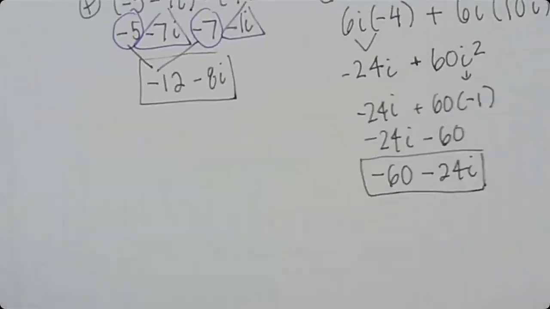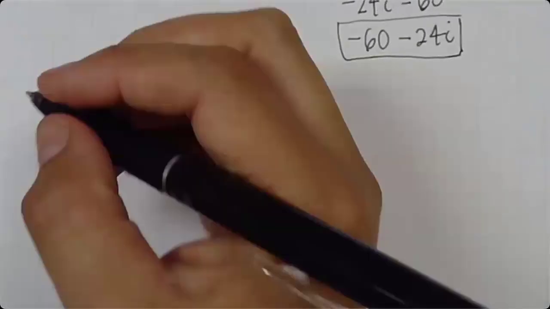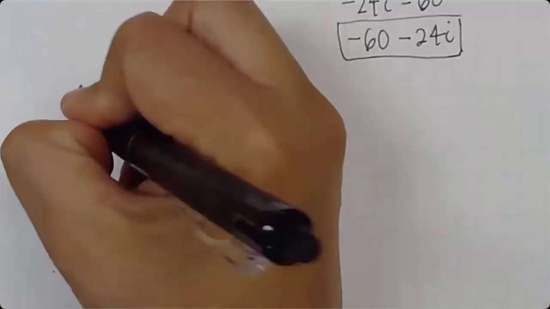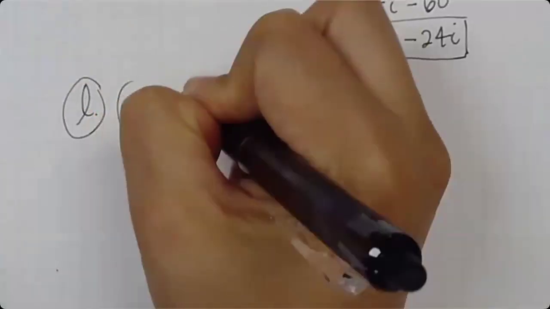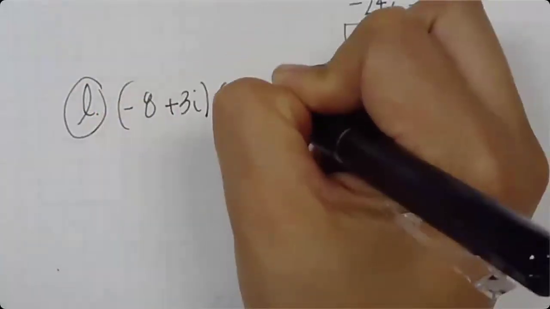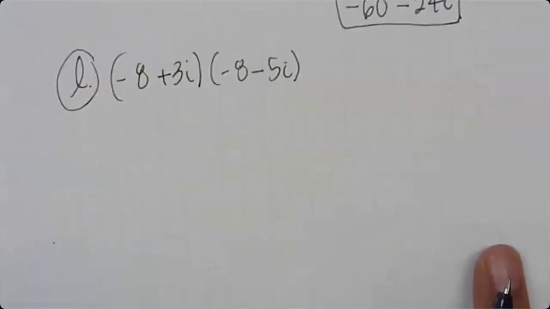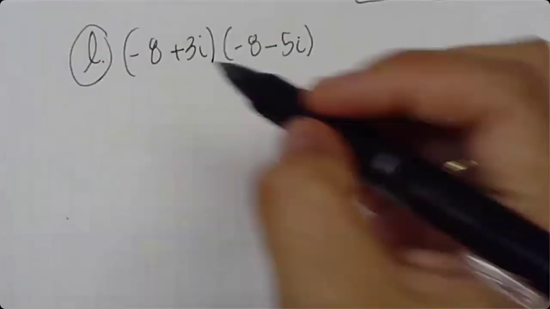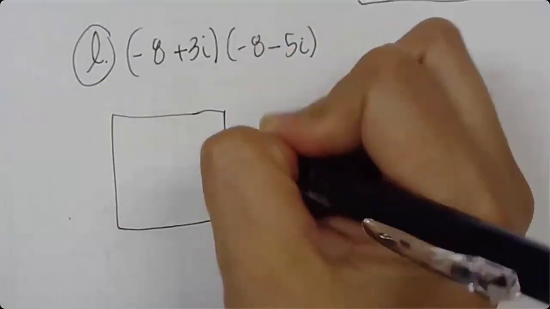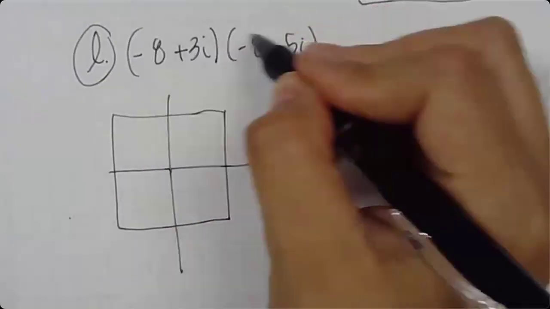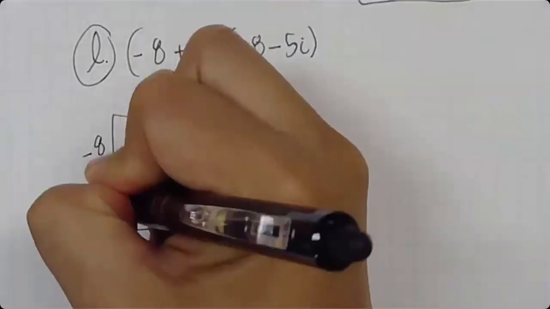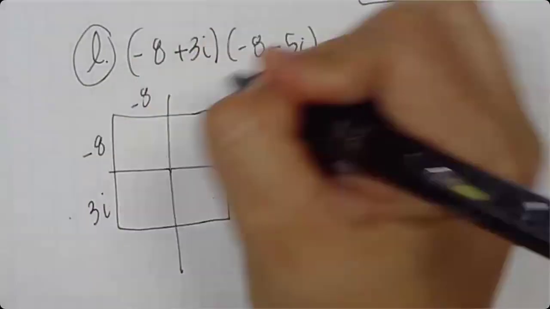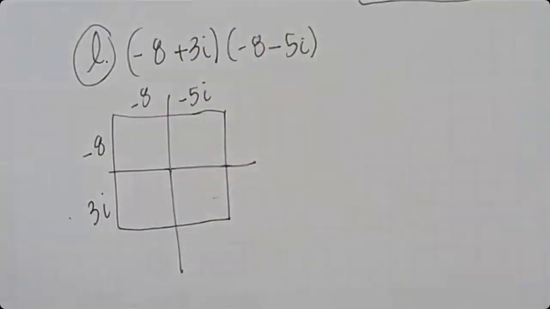Okay, finally, we're gonna do the box method to solve letter L, which is -8 plus a 3i times -8 minus a 5i. Okay, so remember, this is the method I like to use. It's the box method. You put a box, it's 4 spaces because you have 2 in each one. So I have -8 plus a 3i, -8, and a -5i. And I'm multiplying these in each box.